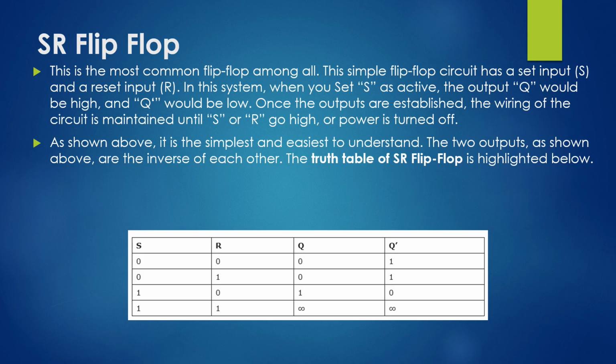The truth table of SR flip-flop is given. S and R are the inputs, and Q and Q dash are the outputs. When S and R are 0, Q will be 0 and Q dash will be 1. When S is 0 and R is 1, Q will remain 0 and Q dash will remain 1. When S is 1 and R is 0, there is a change in Q: 0 will change into 1 and Q dash will be 0. Again, when S is 1 and R is 1, the output is undefined, meaning there is no operation on this value.